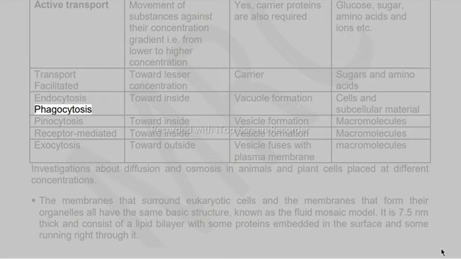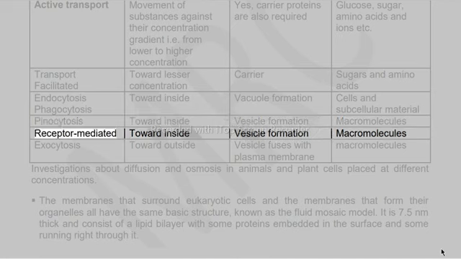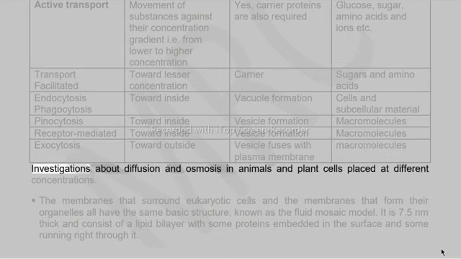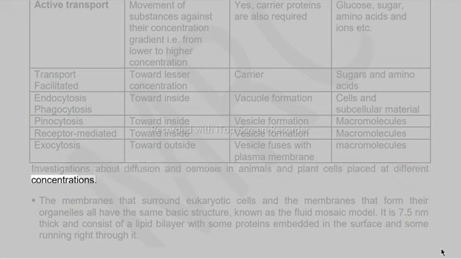Endocytosis, phagocytosis: toward inside, vacuole formation, cells and subcellular material. Pinocytosis: toward inside, vesicle formation, macromolecules. Receptor mediated: toward inside, vesicle formation, macromolecules. Exocytosis: toward outside, vesicle fuses with plasma membrane, macromolecules. Investigations about diffusion and osmosis in animal and plant cells placed at different concentrations.